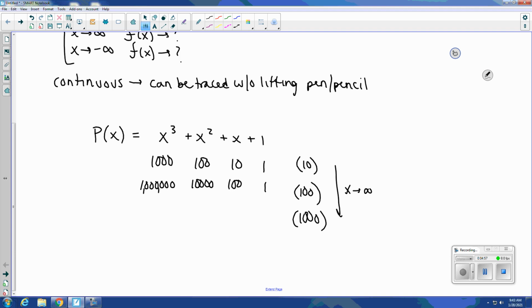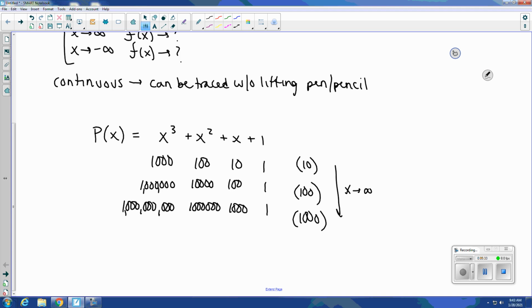Now, as I approach 1,000, we're going to have a billion plus a million plus 1,000 plus 1. As x increases, you'll notice this constant term stays the same. This x term is only going up by a factor of 10. This term's going up by a factor of 100. And this term is going up by a factor of 1,000.